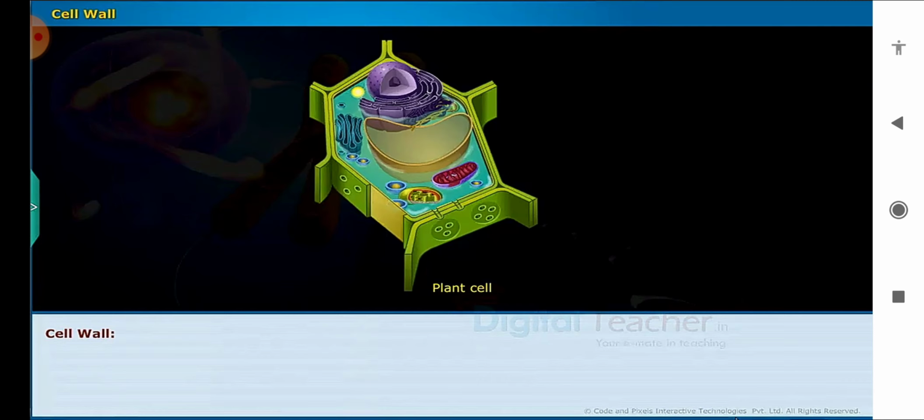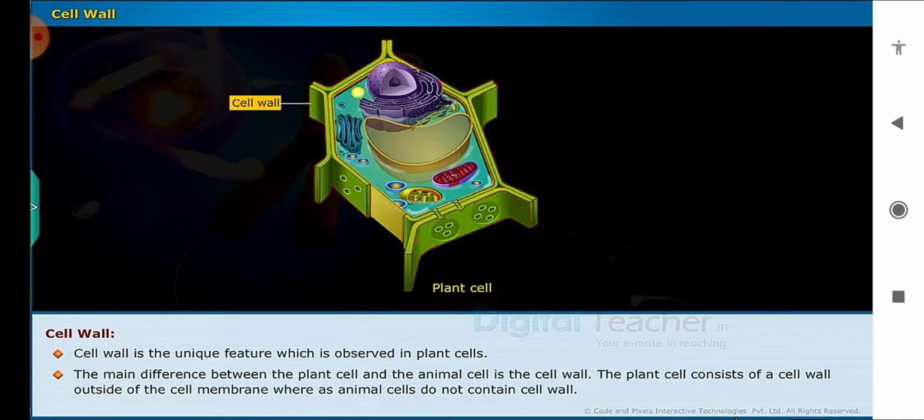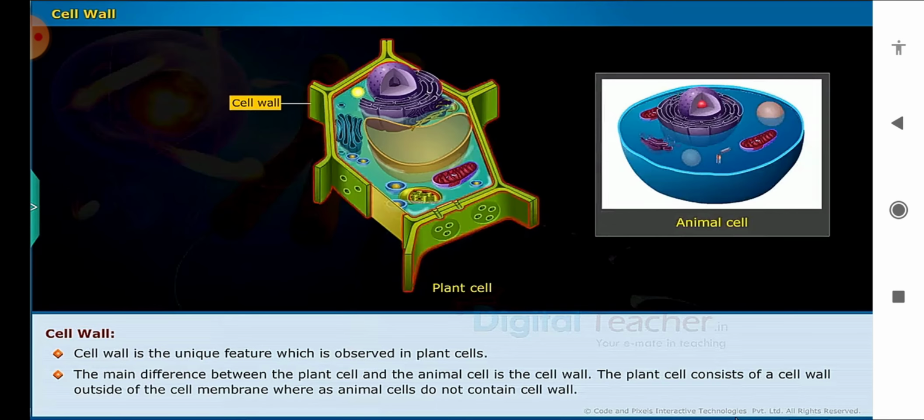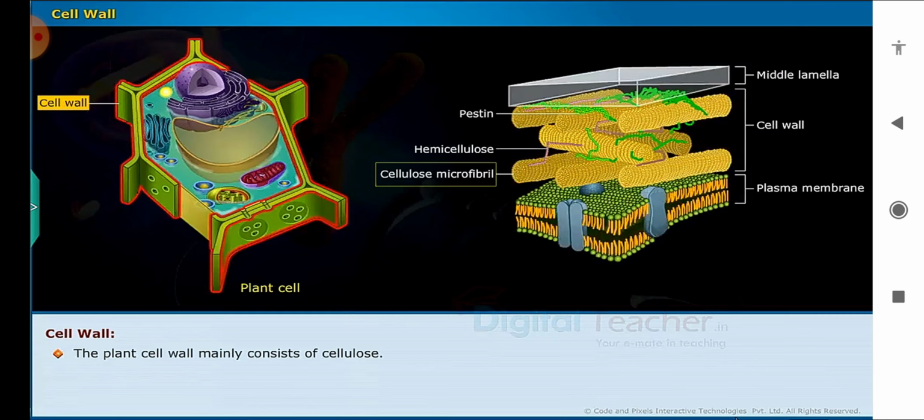Now, let us study another important extra layer of the plant cell called the cell wall. The cell wall is a unique feature observed in plant cells. The main difference between the plant cell and the animal cell is the cell wall. The plant cell consists of a cell wall outside of the cell membrane, whereas animal cells do not contain a cell wall. The plant cell wall mainly consists of cellulose.